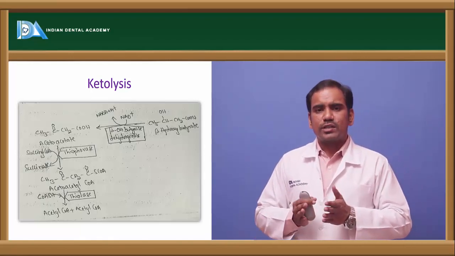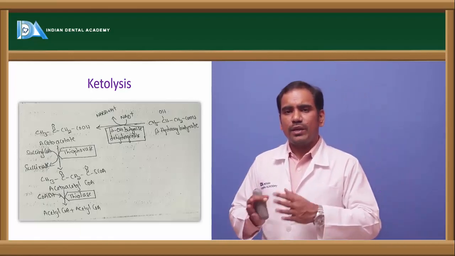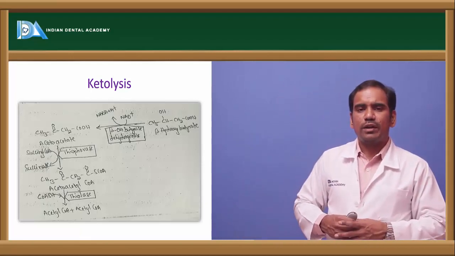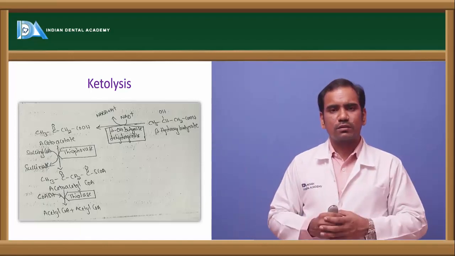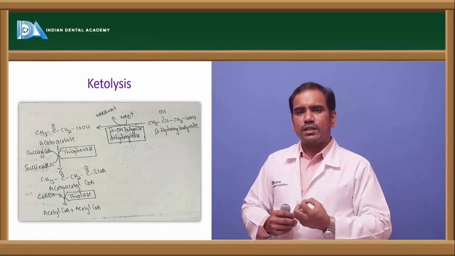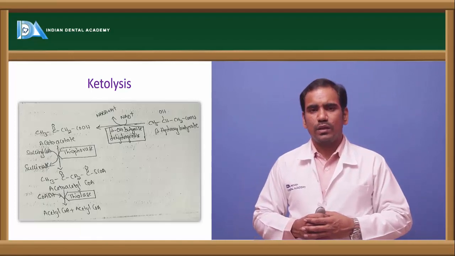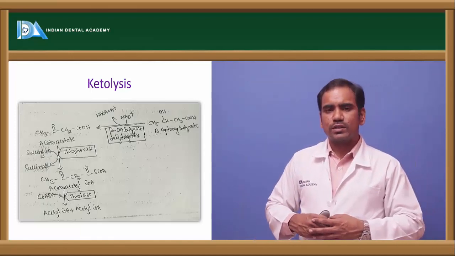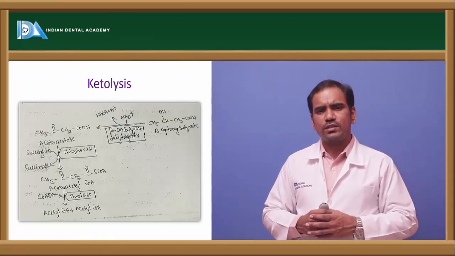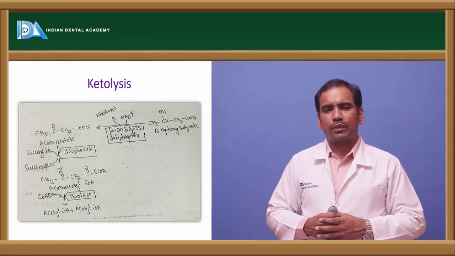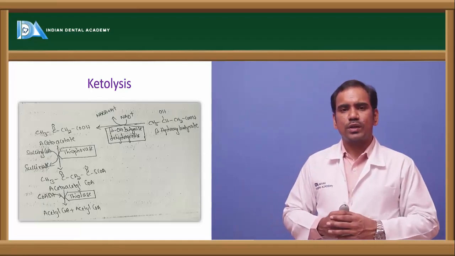And when you see the utilization of ketone bodies, as I told you, there is one enzyme which can reversibly convert acetoacetate into beta hydroxybutyrate and back. That is beta hydroxybutyrate dehydrogenase. So beta hydroxybutyrate is converted into acetoacetate, and acetoacetate can be converted into a product called acetoacetyl-CoA. This reaction is catalyzed by an enzyme called thiophorase and requires succinyl-CoA, which donates the coenzyme A to the acetoacetate, so that it is converted into acetoacetyl-CoA.